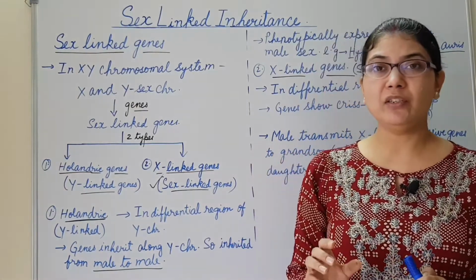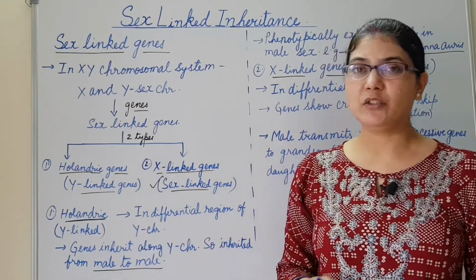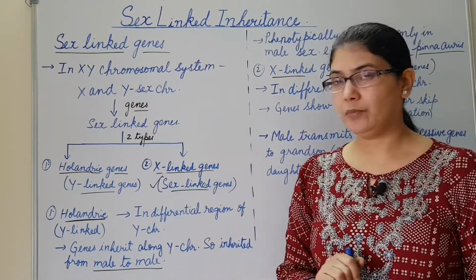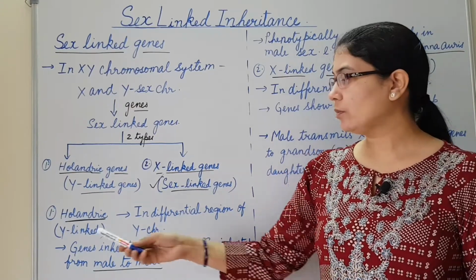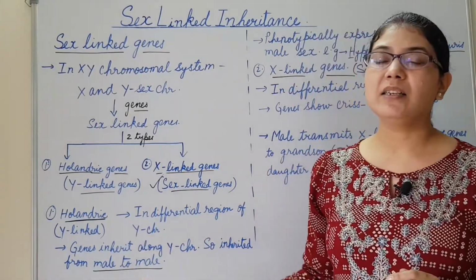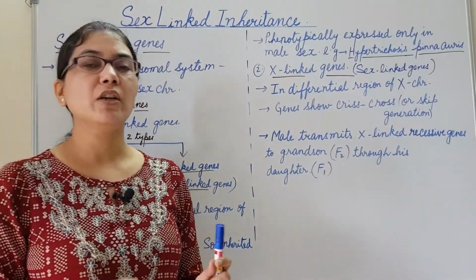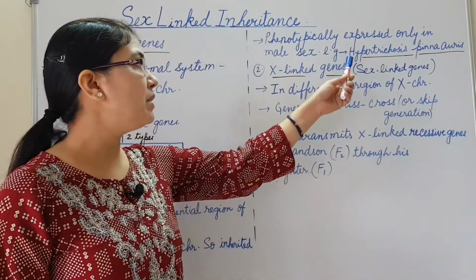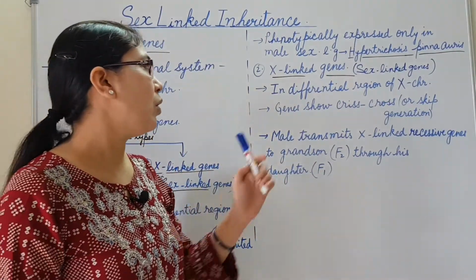In these differential regions, sex-linked genes are present. First are the holandric genes, or Y-linked genes. These genes are present in the differential region of the Y chromosome, and the Y chromosome is only present in males. So these genes are inherited along the Y chromosome, hence from male to male. The genes present on the differential region of the Y chromosome are phenotypically expressed only in the male sex. An example is hypertrichosis pinnae auris, that is, hair present on the external pinna of the ear.